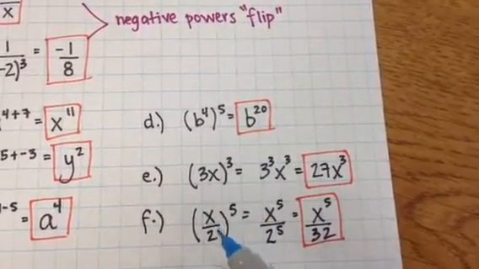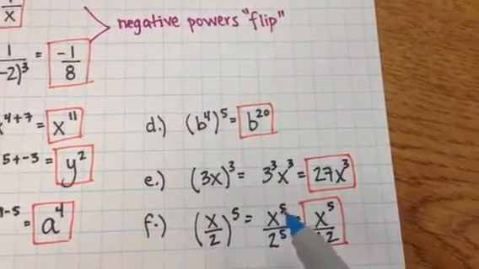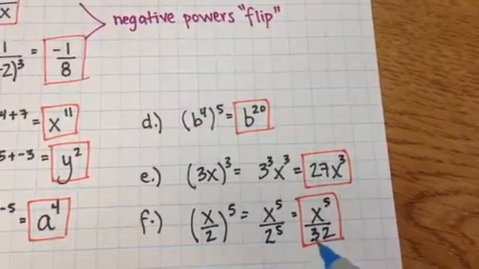And then if we have a quotient, or division, we still distribute the powers to everything inside. So you have x to the 5th and 2 to the 5th, and 2 to the 5th is 32.